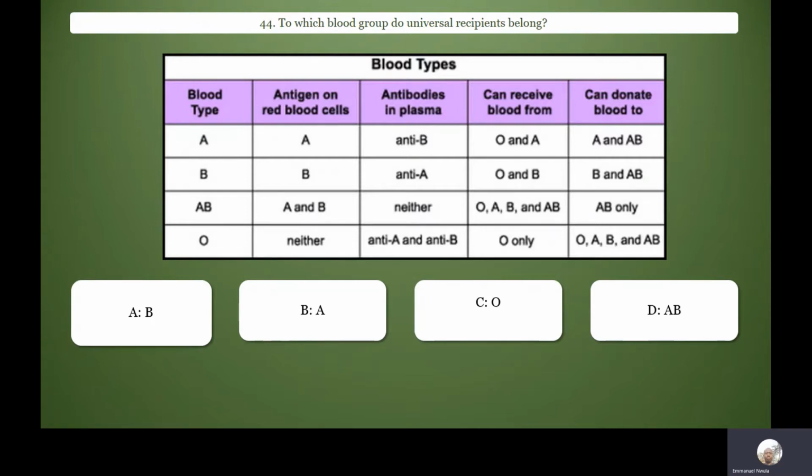Remember, it is the antibody of the recipient that fights against the antigens in the red blood cell of the donor. That's how it works. So those with blood group AB don't have antibodies in their plasma, so they can't fight any of the other blood groups. That's why they are called universal recipients. They can receive from any of the other blood groups.